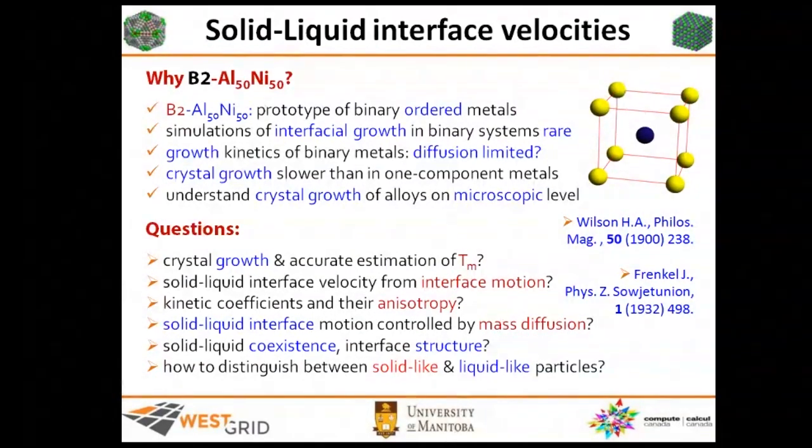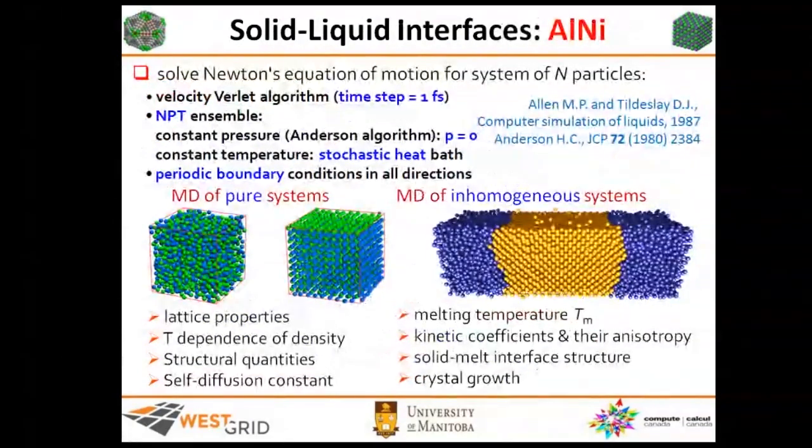So these are just some parameters used for the simulation. This is how the potential looks like. It takes into account the electronic density. Now these are the results. For example, this is for the pure system.